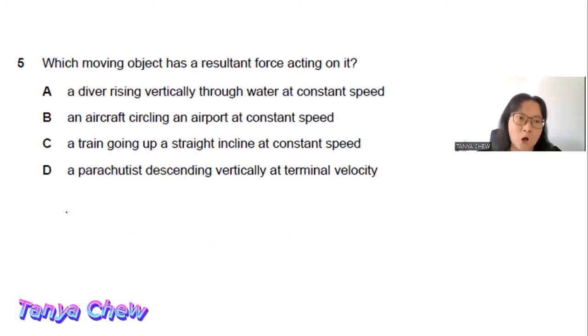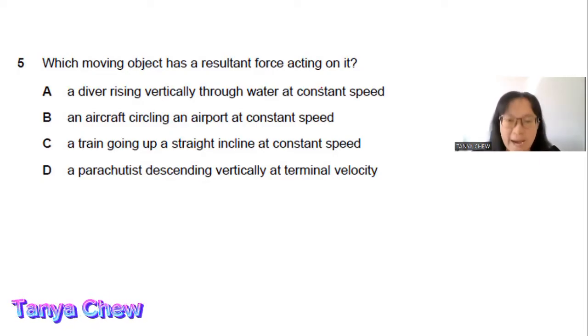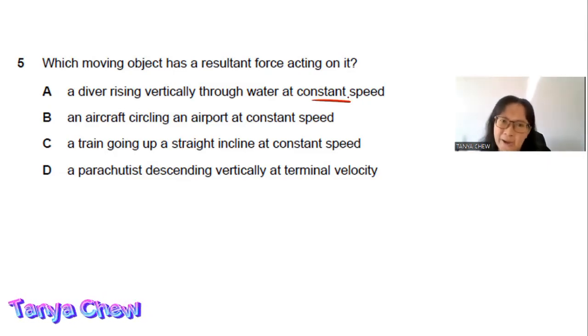Question number 5, which moving object has a resultant force acting on it? Now, whenever there's a resultant force, there must be acceleration. Remember that. Let us look at a diver rising vertically through water at constant speed. When the speed is constant, there's no way that you will get acceleration, meaning to say that the diver is not accelerating. Therefore, the resultant force is equal to 0. So F is equal to 0.